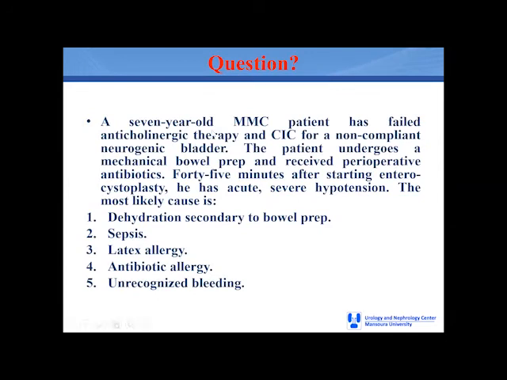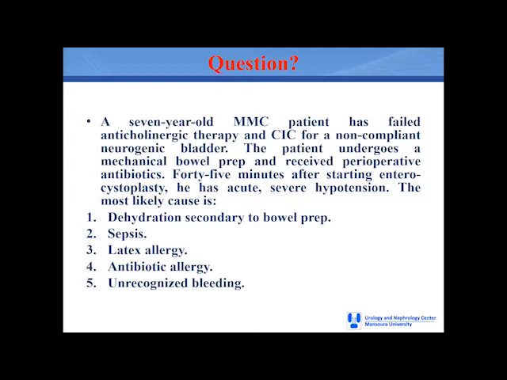This is a scenario for a 7-year-old MMC patient that has failed anticholinergic therapy and CIC for a non-compliant neurogenic bladder. The plan is to undergo bladder augmentation. Preoperatively, he had the mechanical bowel prep and received perioperative antibiotics. And 45 minutes after starting surgery, he had an acute severe hypotension. The most likely cause here is dehydration.